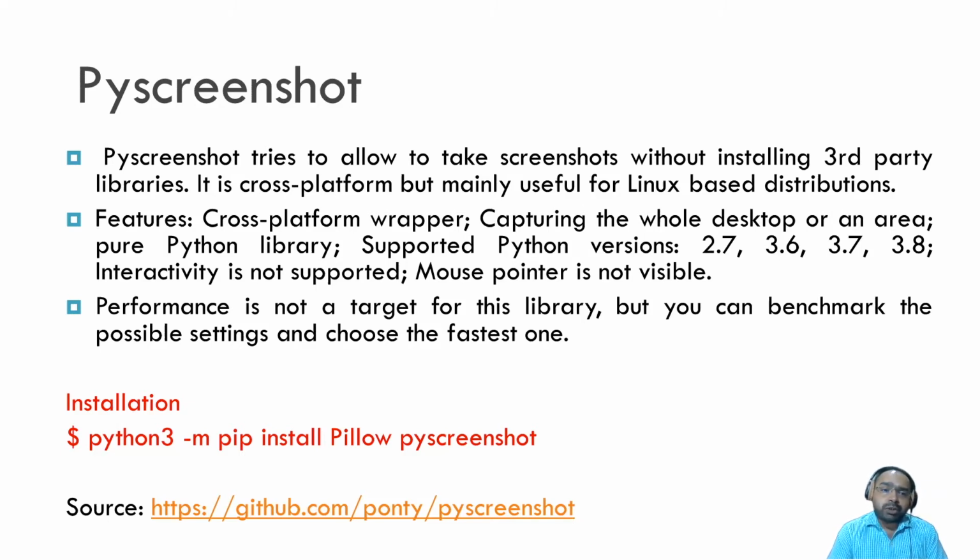One more important point to note is that performance is not a target for this library. But if you're still concerned with performance, you can benchmark the possible settings and choose the fastest one. To install, you can use the command python3 -m pip install pyscreenshot. In this command, the PyScreenshot module is installed as a wrapper over the below packages in Python. Similarly, there are other packages, so you can install PyScreenshot as a wrapper to those packages.